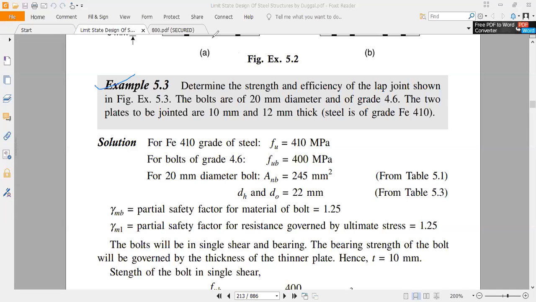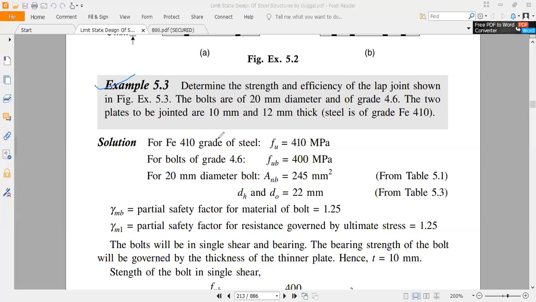Yes, sir, done. So basically it is a lap joint and you have to find the strength and efficiency of the joint. Based on the figure given, you have to find the strength of the connection. Now it is a different type of numerical, a little bit different from the first one.